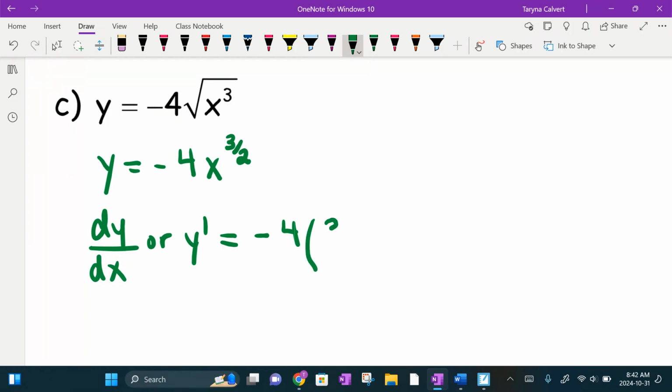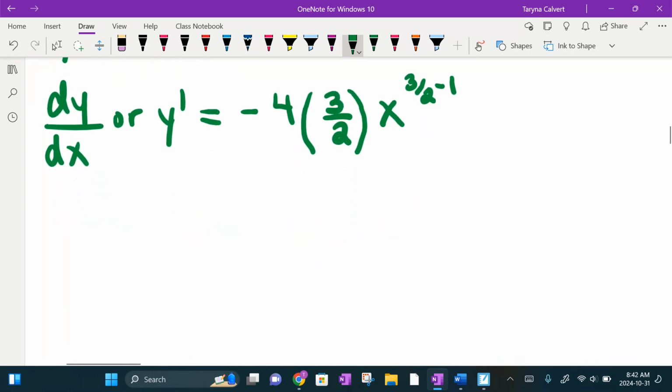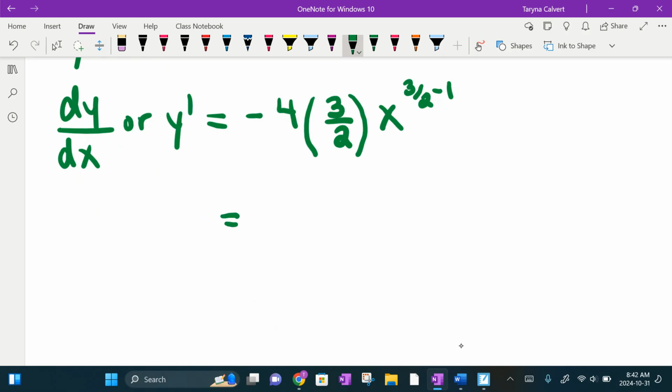Does the 3 over 2 have to come down? So we are going to go negative 4 times 3 over 2, which will just be negative 6. And then for x to the 3 over 2, we are going to have to subtract 1. Again, you guys wouldn't have to show this work. So I'm left with negative 6x to the power of 1 over 2, because 1 is 2 over 2, so 3 minus 2 is 1 over 2, which is half. That is acceptable, so I would accept this answer.